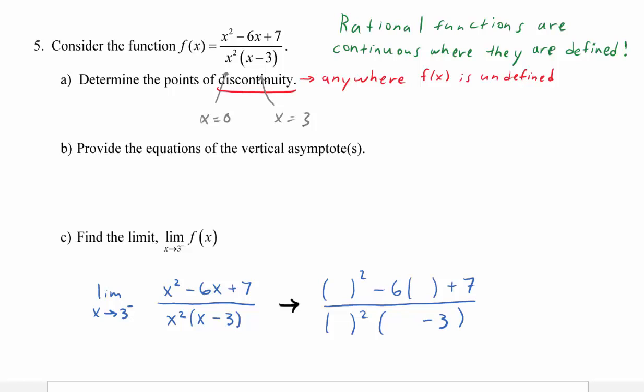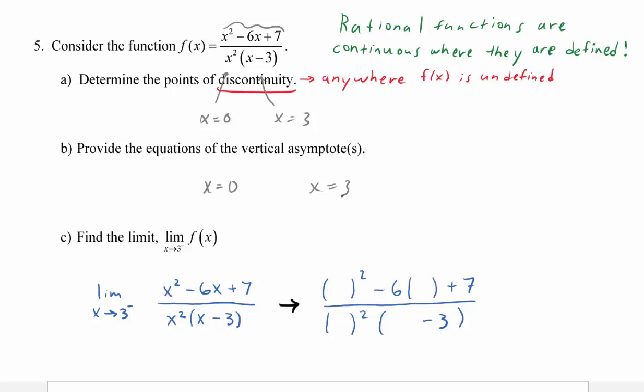Provide the equation of vertical asymptotes. So vertical asymptotes are wherever non-canceling factors of the denominator are 0. So you need to try to factor the numerator, and we'll find out it's unfactorable. So because none of the factors cancel in the denominator, that means x equals 0 is a vertical asymptote, and x equals 3 is also a vertical asymptote.